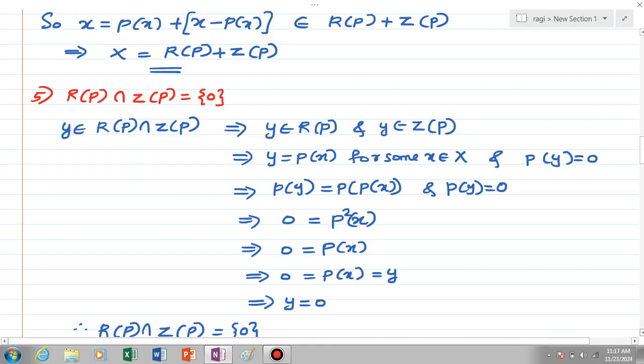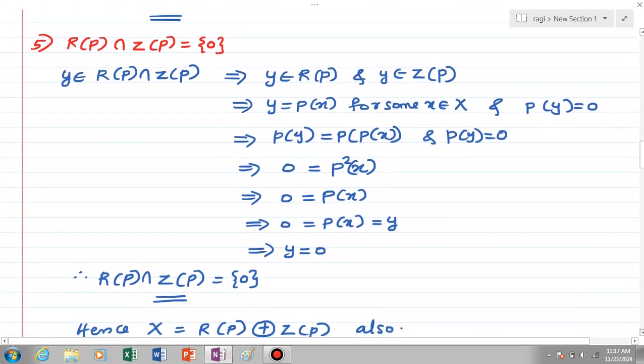Y an element of R(P) means y equals P(x) for some x in X, and y an element of Z(P) means P(y) equals 0. Combining this, applying P, we see that P(y) is equal to P(x) and P(y) equals 0. Combining these, 0 equals P²(x), and P² equals P implies P(x) equals 0, and P(x) is y, so y equals 0. This means that the common element in their intersection is 0.